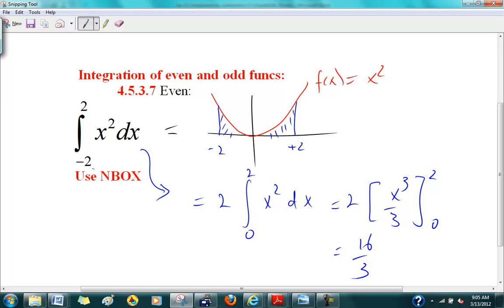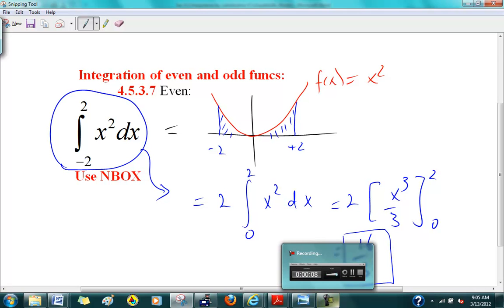Can you do this problem on your whiteboard and see that you get this answer?